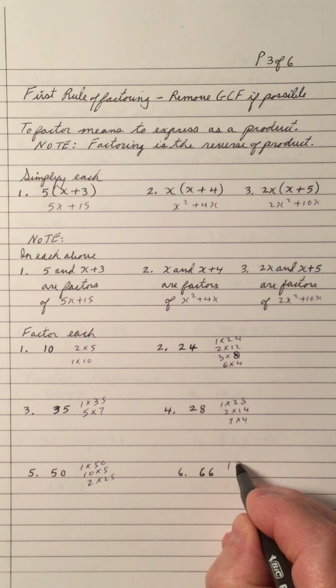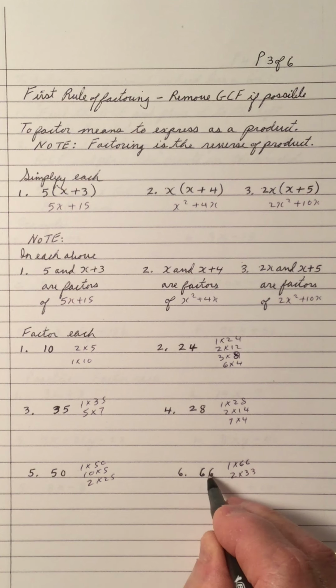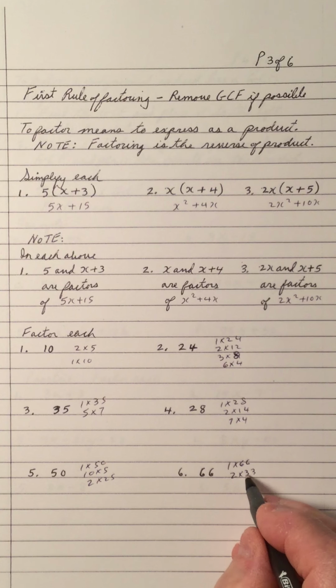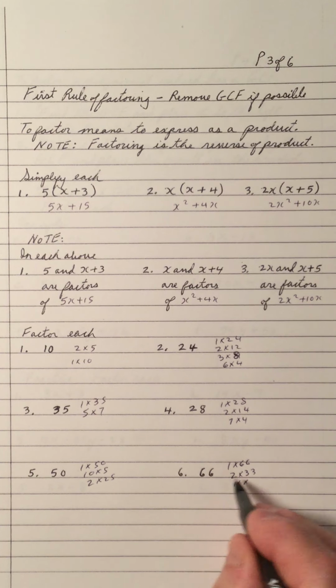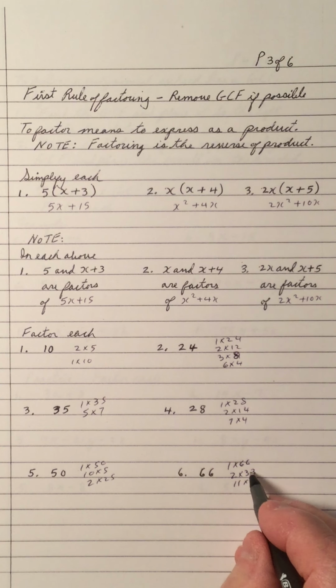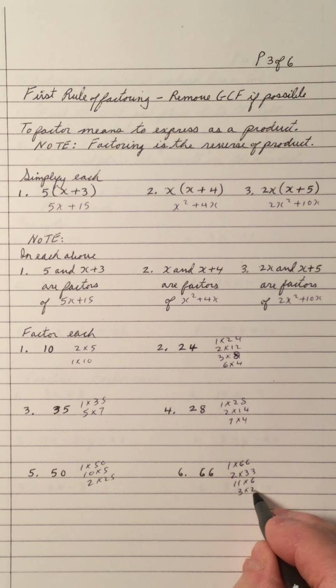And 66 is 1 times 66. Because it's even, it's 2 times 33. 2 into 66 is 33. I see double digits, so I see 11. So it's 11 into 66 is 6. And I see a 3. 33 has a 3, so 3 into 66 is 22.